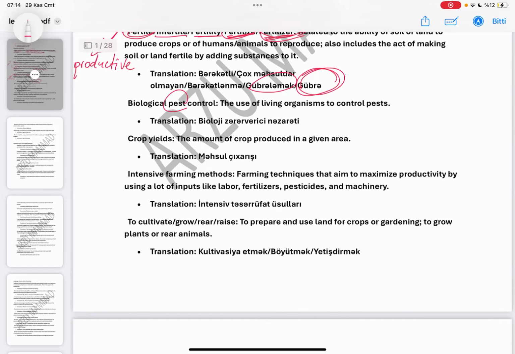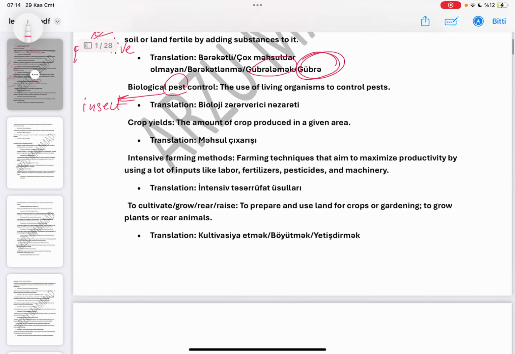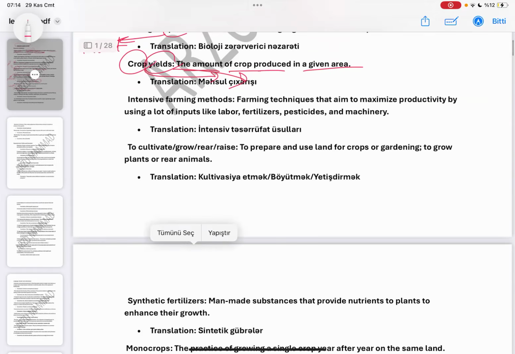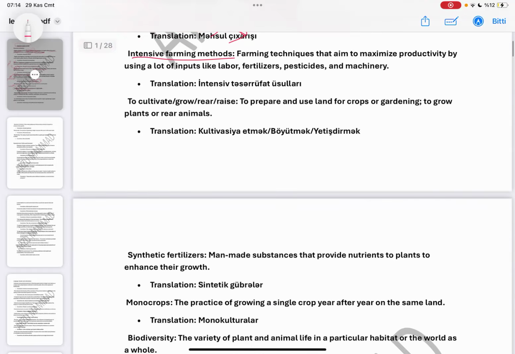Biological pest control, we have already learned the meaning of pest. I have explained that it's insect, so biological pest control means biological insect control. Crop yields: crop, so you can see produce as a synonym of it. Yield means the amount of crop produced in a given area. Intensive farming methods, that's pretty easy, nothing difficult here. To cultivate means to prepare or use land for crops or gardening.